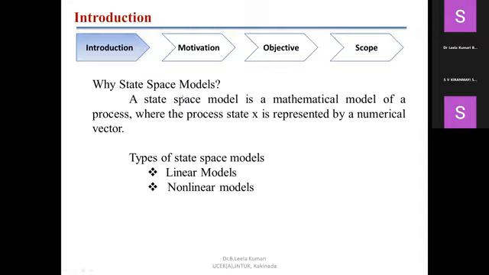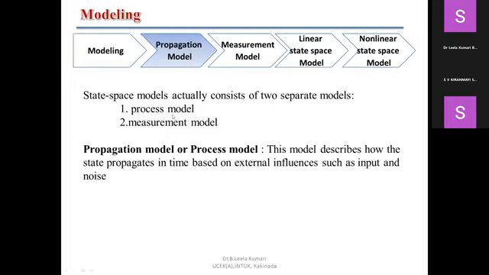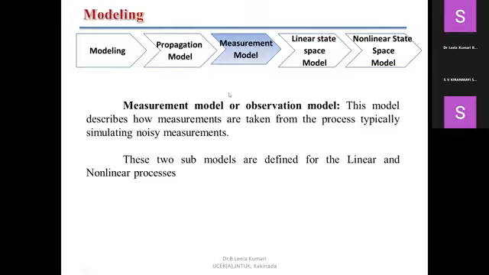System models: the state space model is subdivided into two models, the process model and the measurement model. The complete mathematical approach of the state space model comprises two submodels: the process model, also known as the propagation model, and the measurement model, or observer model. The propagation model describes how the state propagates in time based on external influences like input or noise. Whereas the measurement model describes how measurements are taken from the process, typically simulating noisy measurements.